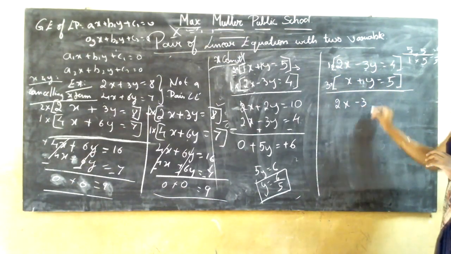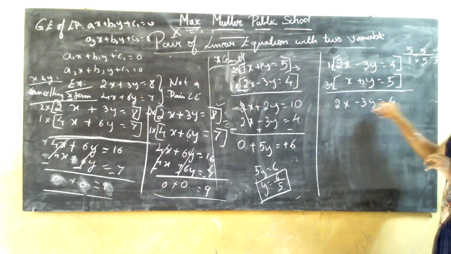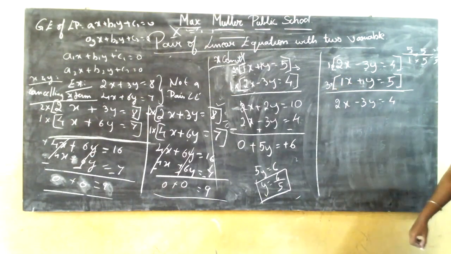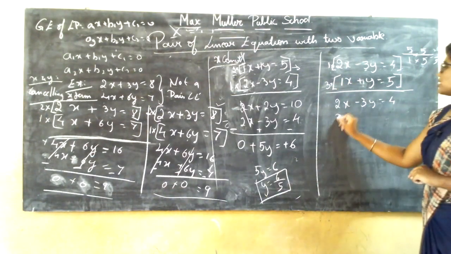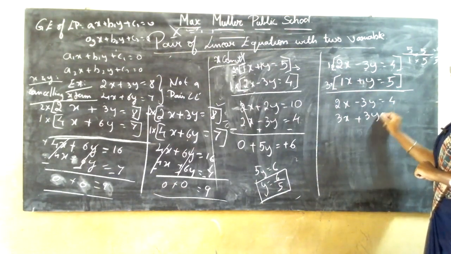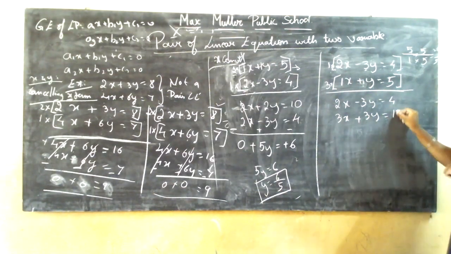So it is 2x minus 3y is equal to 4. And the second equation is 3. If there is no number, then you are going to take it as 1. 3 into 1 is 3x. And this plus sign, 3 into 1 is 3y is equal to 3 5s are 15.